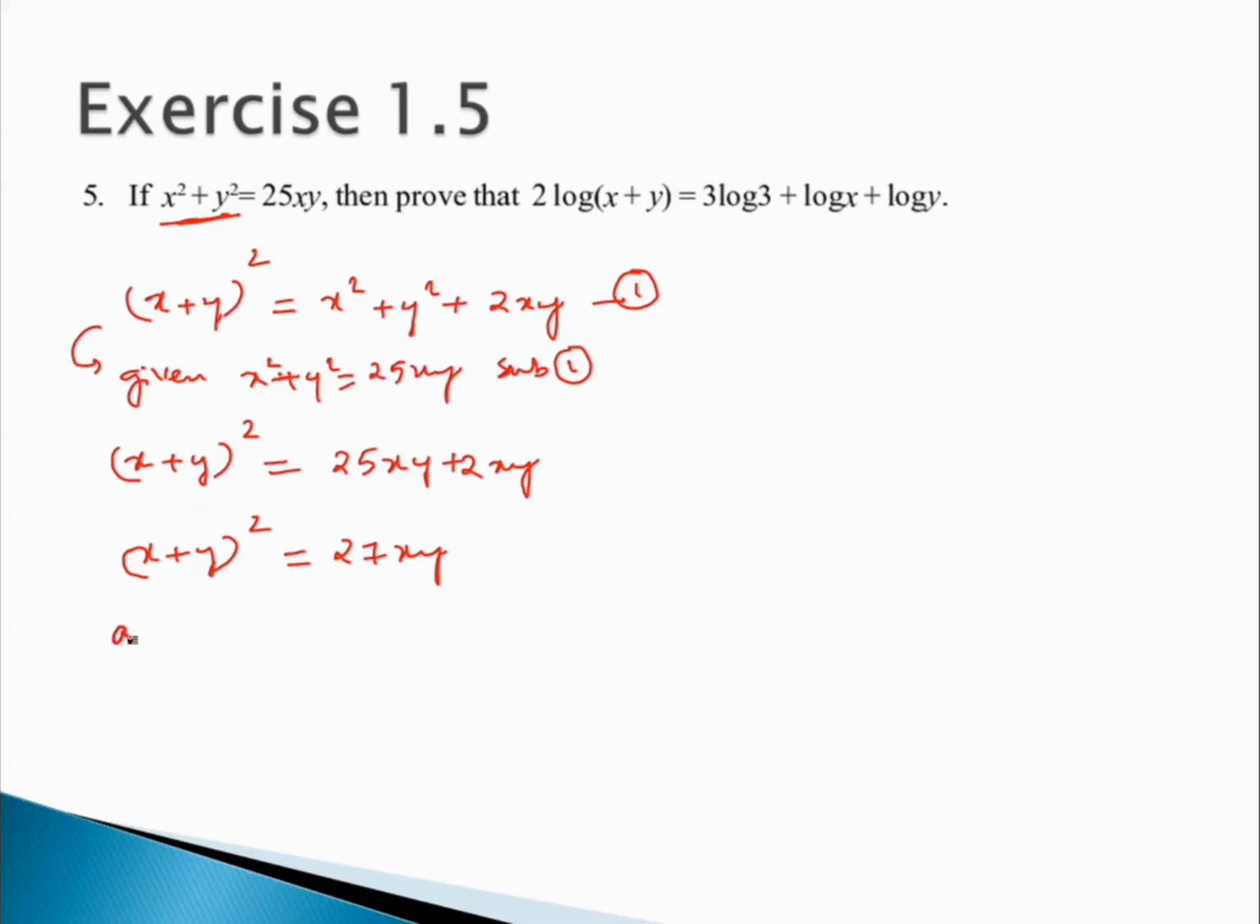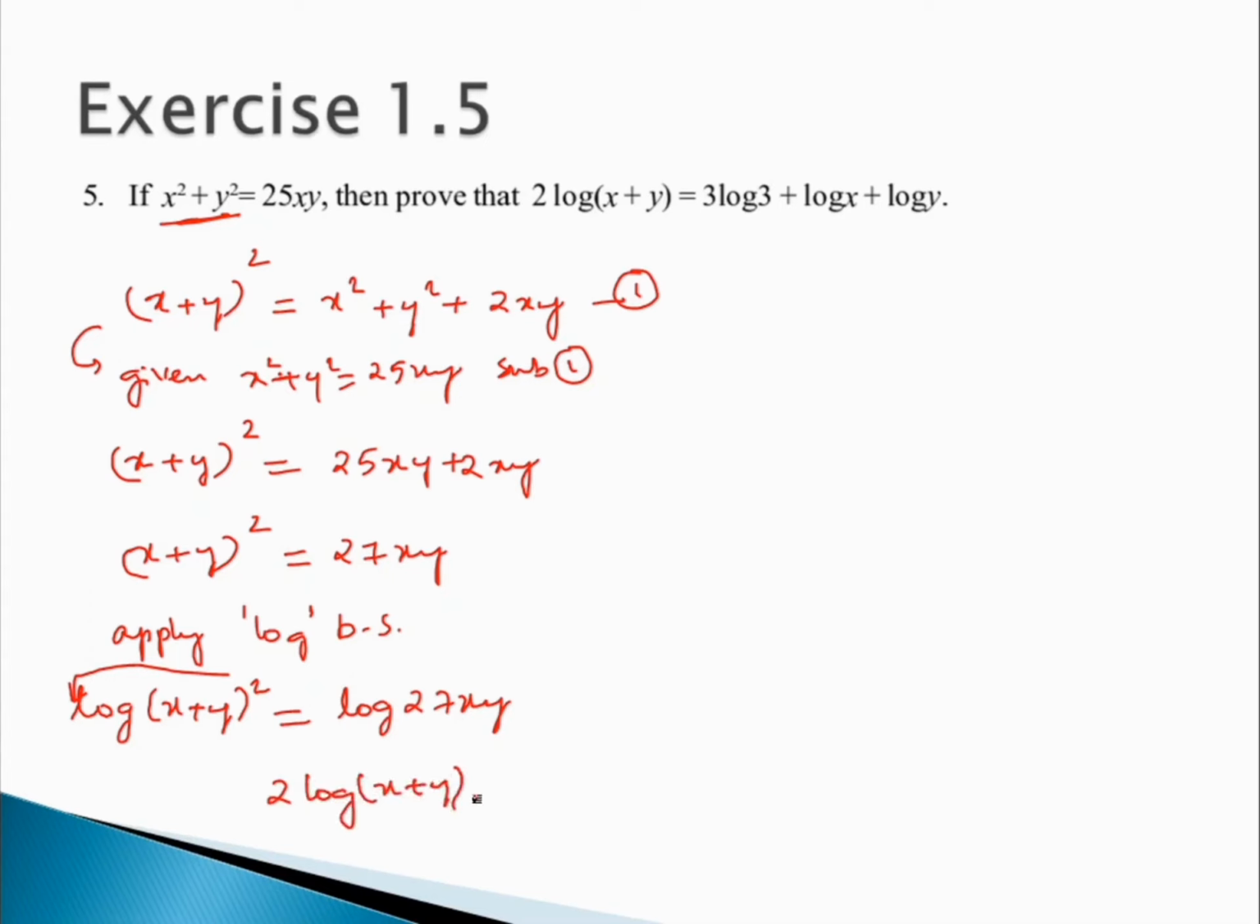27xy. Okay, now what I'm doing, apply log on both the sides. Okay, now when I'm applying log on both the sides, I'm getting log of x plus y to the whole square equals log of 27xy, isn't it? Right? Now I'm shifting this over to the other side. As you know the formula, 2 times of log of x plus y equivalent to your log of 27xy, which is log 27 plus log of xy. Okay, so what we need to do to the next part here.